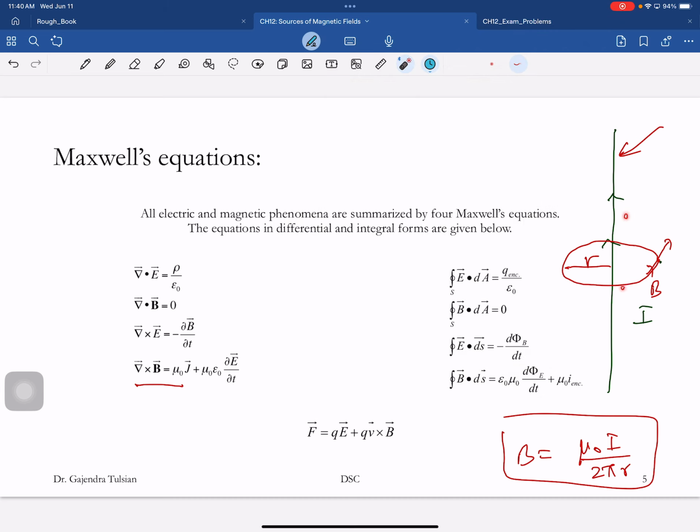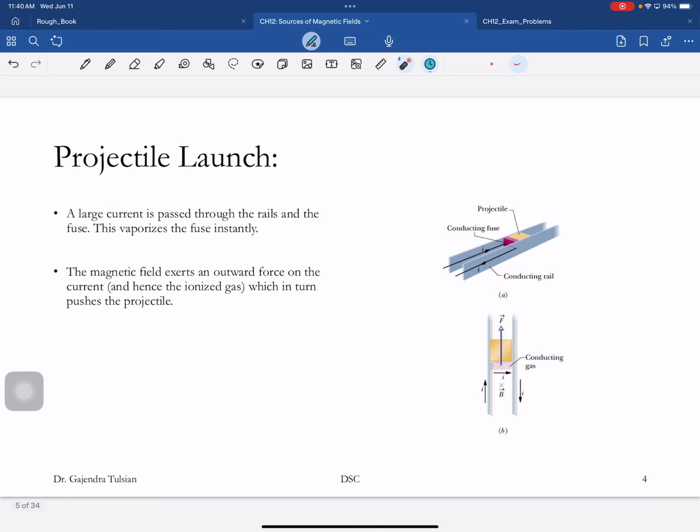There is a current producing this magnetic field, and here is the right-hand rule to figure out its direction. Stick your thumb out in the direction of the current, and your fingers point in the direction of the magnetic field. Okay, so let's go back to this guy.